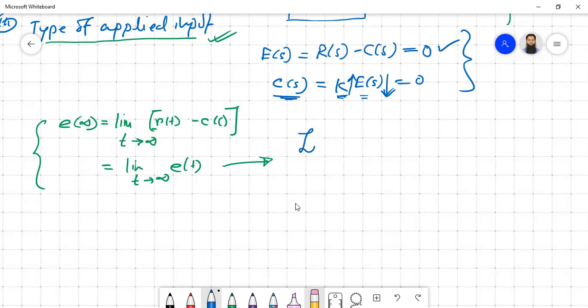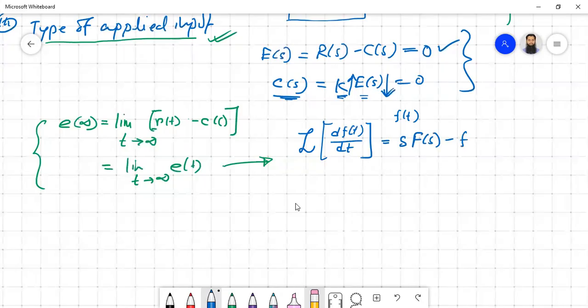We know the Laplace transformation of the derivative from chapter 2. Say your time domain function is f(t). The Laplace transformation of df(t)/dt, which we already know from the Laplace transformation chapter 2, is s F(s) minus f(0).